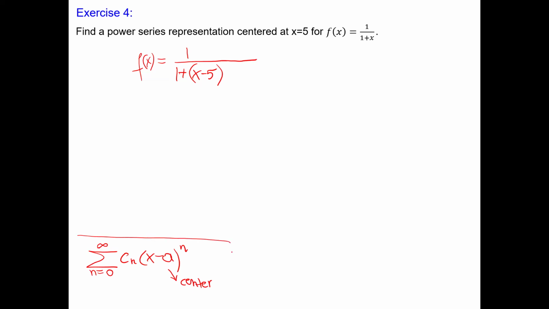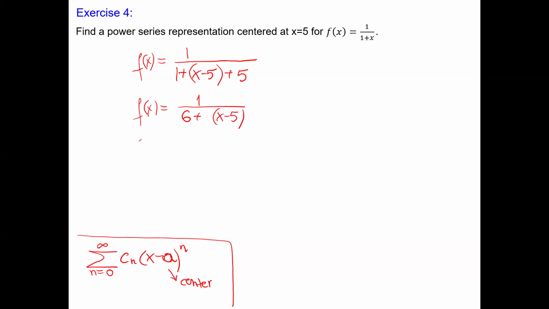Of the interval. Yes, of the interval of convergence. That's the center. That's what we do have. Okay, but since I subtracted 5, I will add 5. That means now our function looks like 1 plus 5, 6, and I will keep this one together.